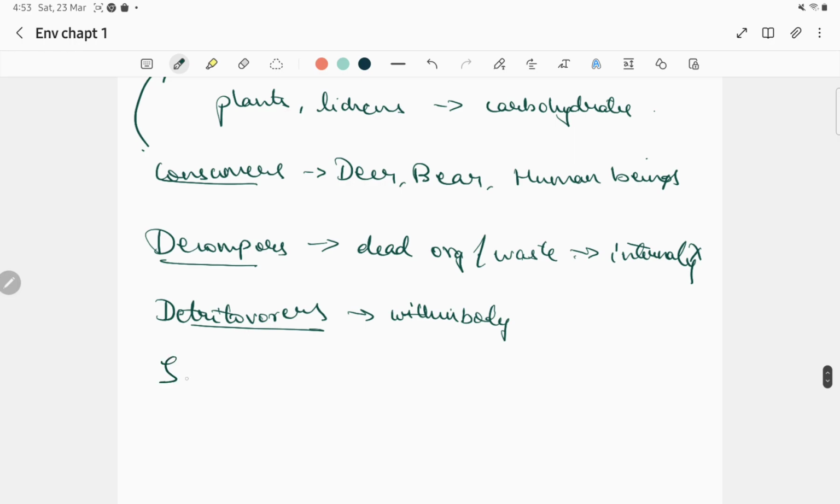Another one is scavengers. Scavengers are the first to arrive when a dead organism's remains are there. It includes wolves, raccoons, etc. Scavengers can be bacteria, fungi, etc. So this is how the organisms or the plants adapt to the major biotic and abiotic components.